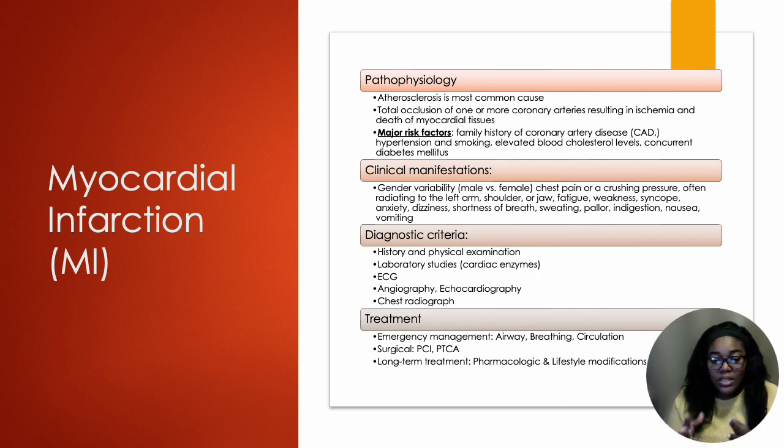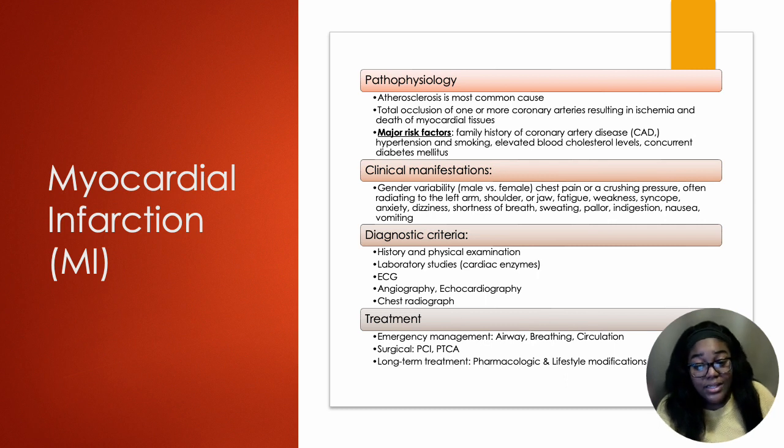So again, if someone is complaining about any of these manifestations, you want to get them treated immediately, or at least get the assessment work going immediately, because if it is left unchecked, you are dealing with heart tissues. If they die, they do not come back, and that causes other alterations with the patient. So you do have left arm shoulder pain, jaw pain, fatigue, weakness, syncope, which is fainting, anxiety or apprehension, dizziness, shortness of breath, sweating, which is diaphoresis, pallor, paleness, indigestion, nausea, and vomiting.